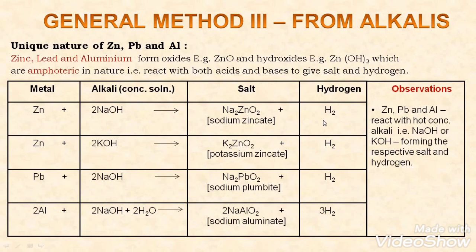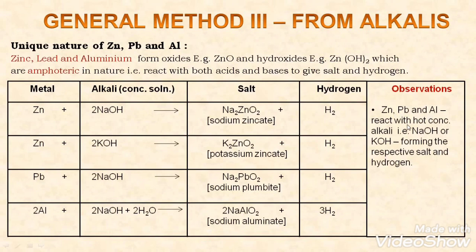Now again we need the product hydrogen that we get. Then zinc reacts with potassium hydroxide, forming potassium zincate and hydrogen. Lead reacts with sodium hydroxide, forming sodium plumbite, liberating hydrogen. Aluminium reacts with sodium hydroxide, forming sodium aluminate, liberating hydrogen. Only with aluminium do you have water on the reactant side. It reacts in the presence of water, so you need to write water along with the other two reactants. Now we have hydrogen as one common product that is liberated in all the cases.